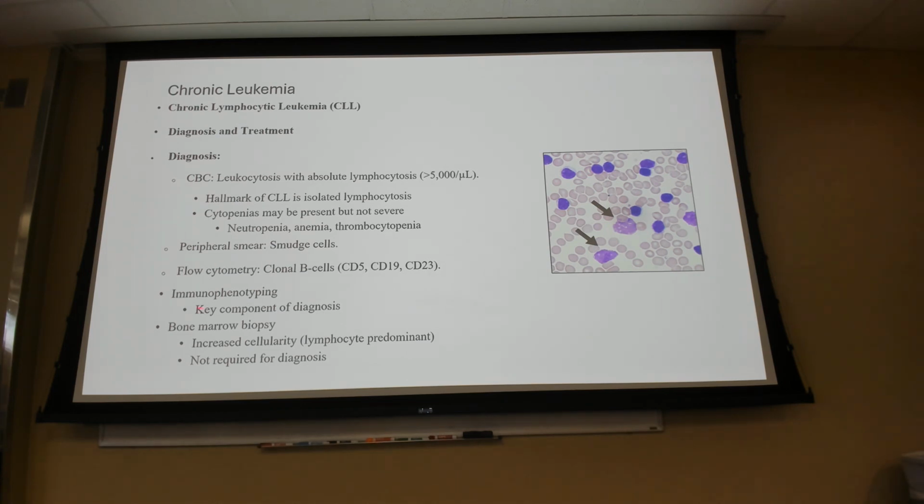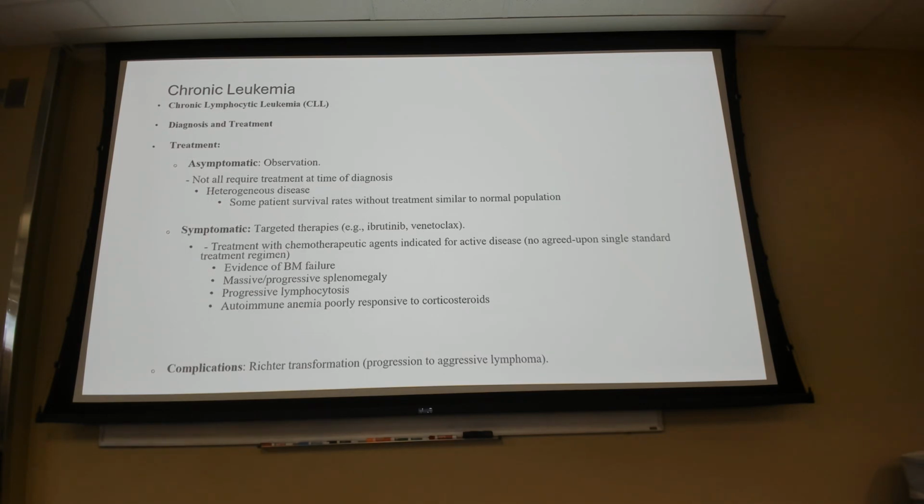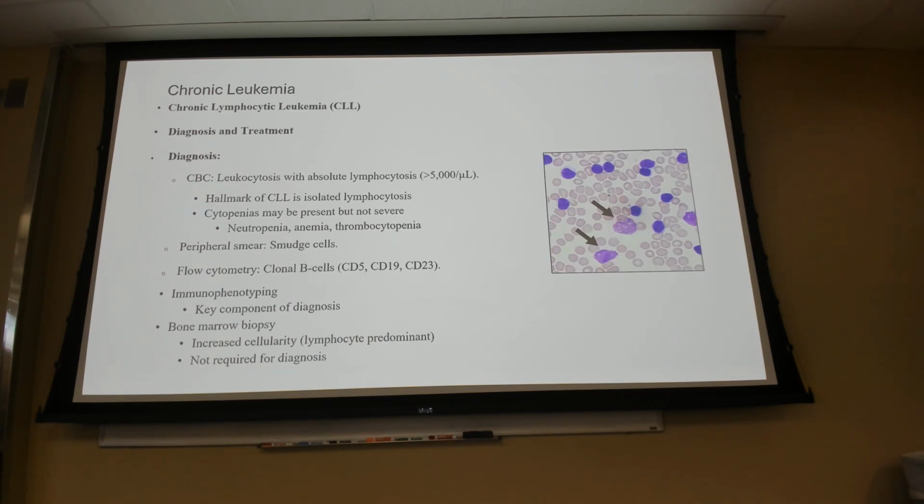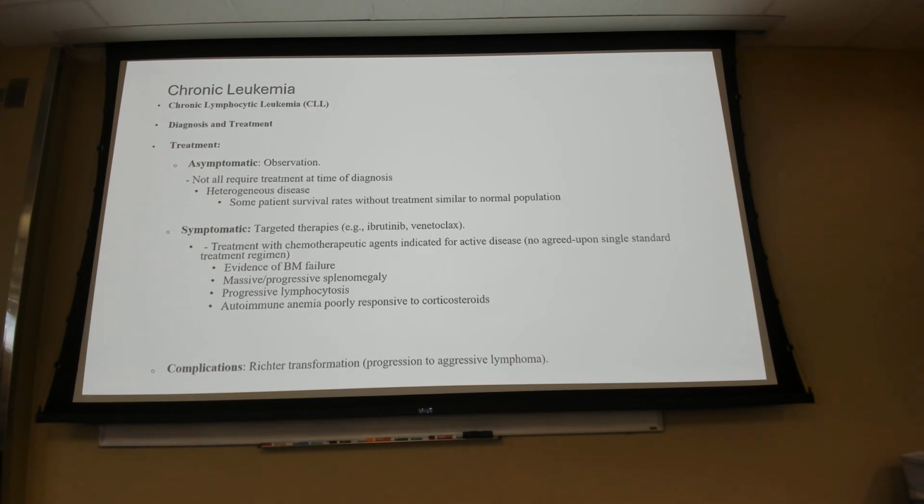All right, flow cytometry, who cares? Immunophenotyping, that's just to help narrow it down so you know what you're treating exactly. Bone marrow increased, hypercellular, because you're producing all these extra cells. Not required for diagnosis. All right, asymptomatic. Sometimes it's okay to do nothing. There, I said it again, feel better, right? Asymptomatic, it's okay to observe. If they're symptomatic, treatments, sure, got it.